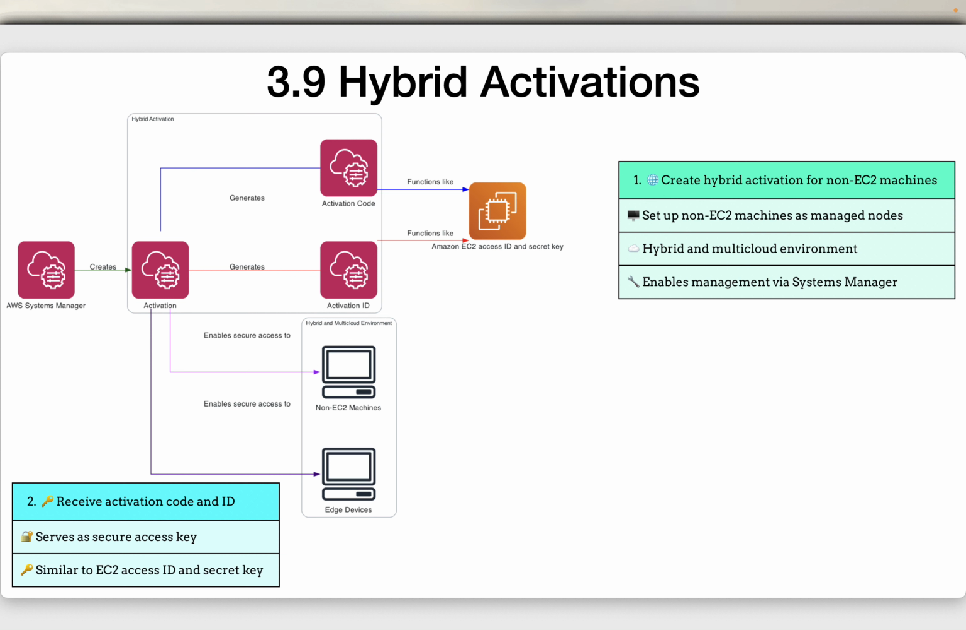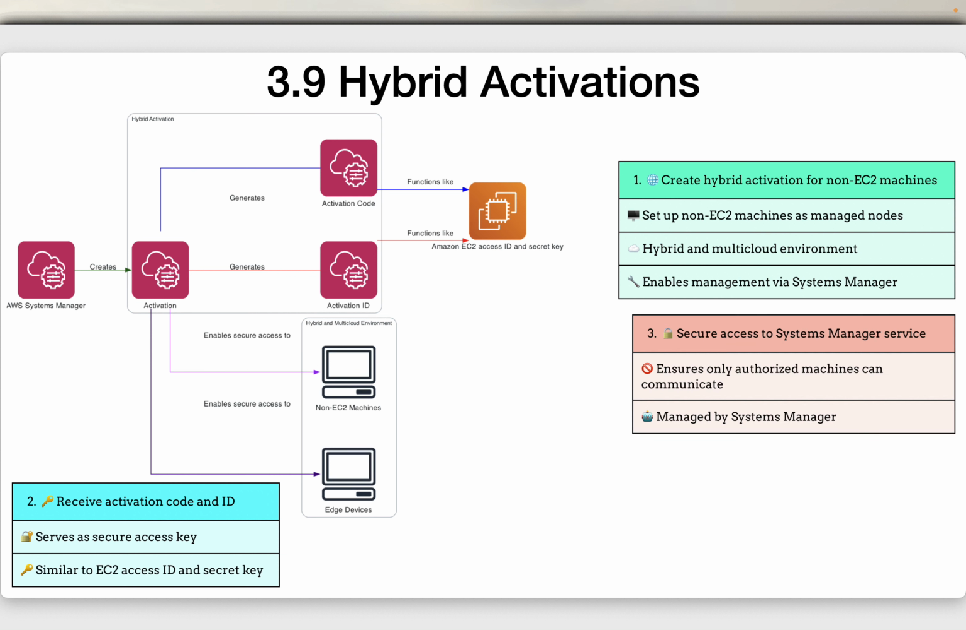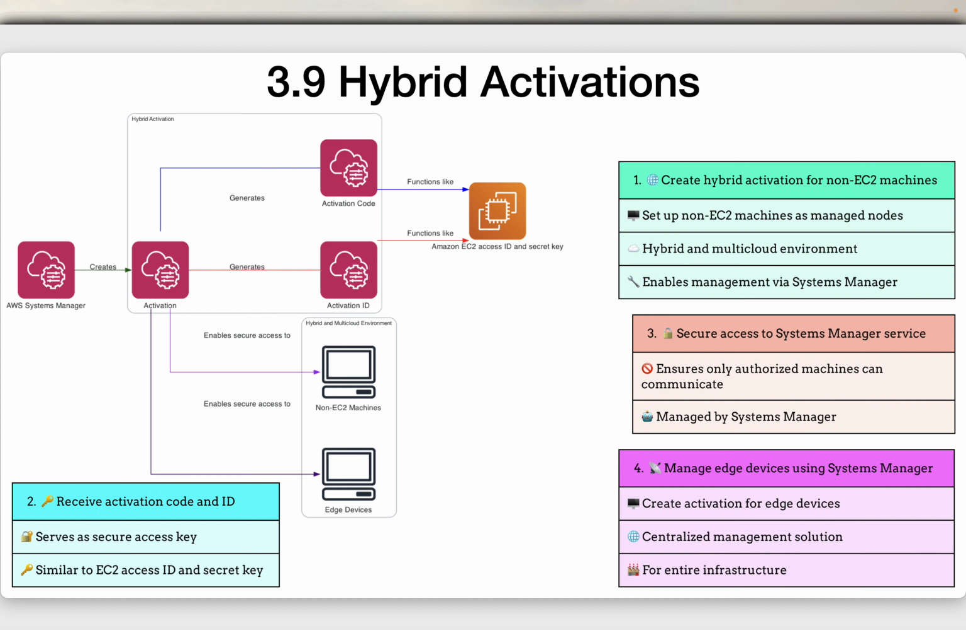So this is first activation. The activation code and ID provide secure access to the Systems Manager service from your managed instances. This ensures that only authorized machines can communicate with and be managed by Systems Manager. So it's basically like creating an access key ID and secret key, something like SSH keys, for the non-EC2 machines. It could be on-prem or cloud machines.